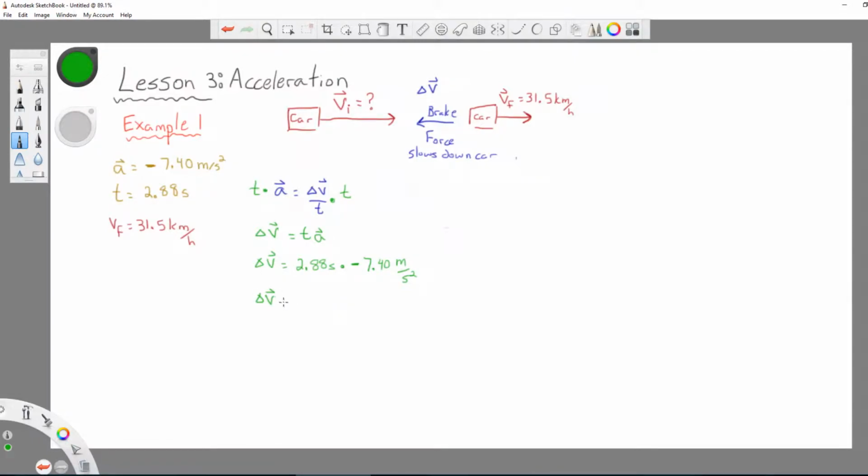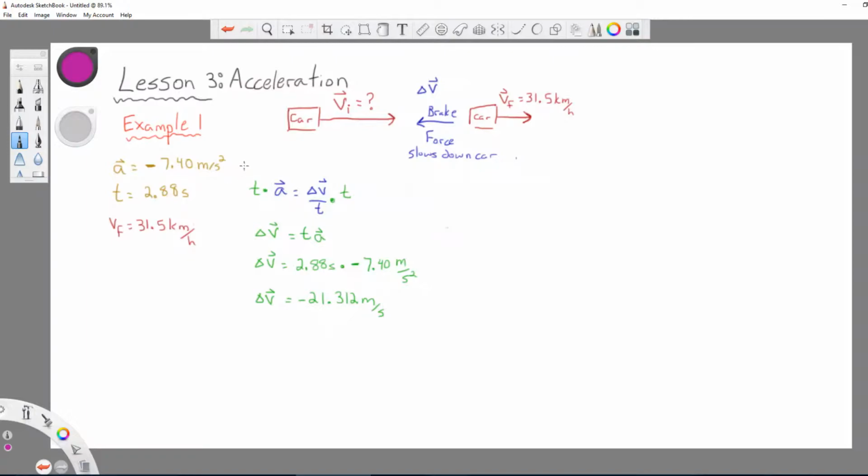Delta V, change in velocity, works out to negative 21.312 meters per second. That's our change in velocity. So, the car was initially going 21.312 meters per second faster than 31.5 kilometers per hour. Well, what does that mean to us right now? Not too much yet, because we don't have this in meters per second. So we have a disconnect of units here. We have to convert that. So let's do our conversion.